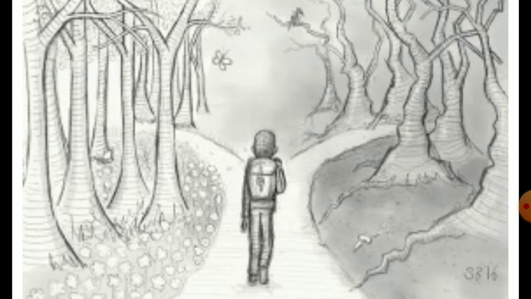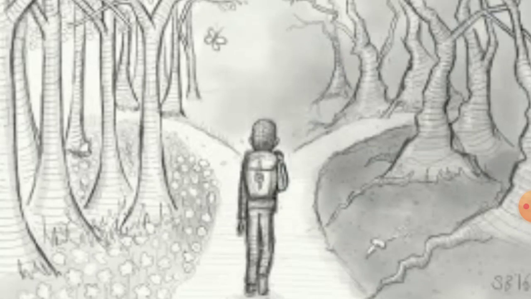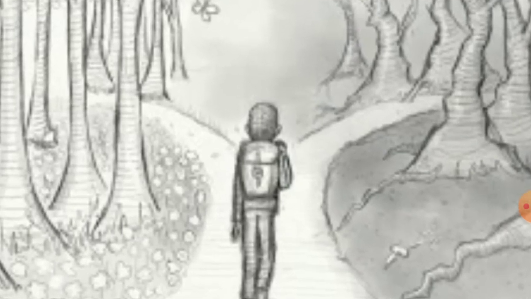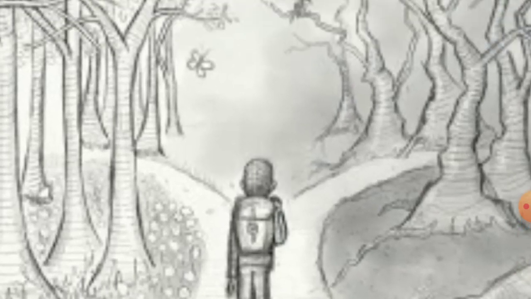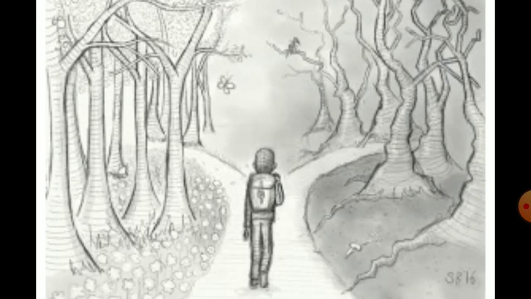Now, dear students, you guess. This portrait says something. Now you guess it. Yes, that's in front of that boy. There are two ways. The Road Not Taken by Robert Frost.